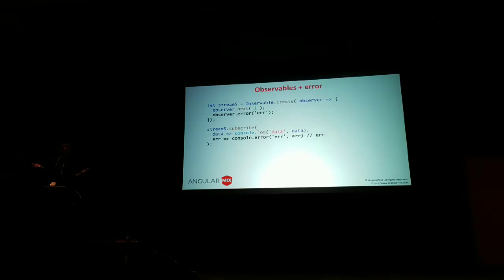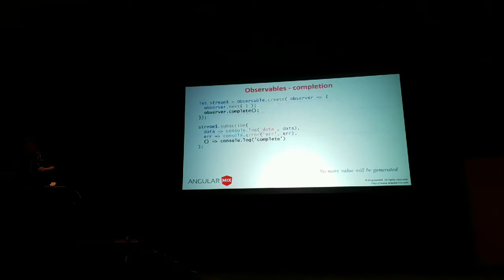And of course, we got something that is error. So in this case, we have the observer, and when we call error, we hit the second callback on the subscribe. And then there is completion.